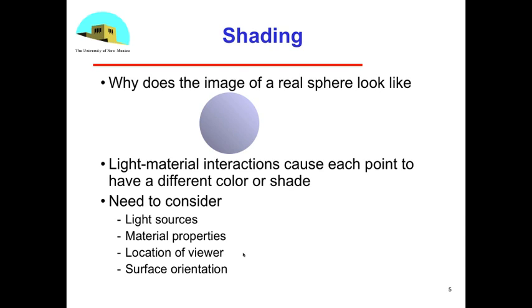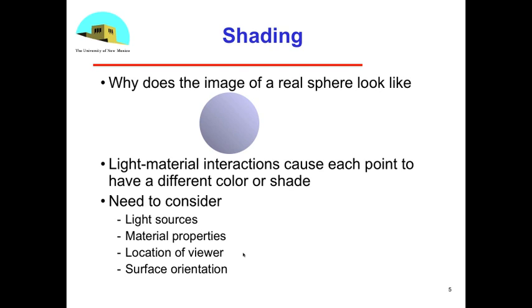We need the material properties. We need to know where the viewer is, because if we have a very shiny surface, if you're looking at, say, the reflection of light in somebody's glasses, or you're looking in a mirror, it depends exactly where that viewer is. You may see the reflection of light in someone's glasses, but some person next to you may not. So it's very dependent for certain kinds of scattering on where the viewer is located.